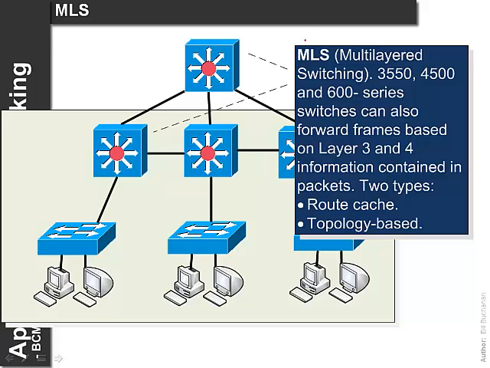A key concept that we have is multilayer switching. These devices work at layer 2 and layer 3. A typical entry-level MLS is the 3550 switch. A higher level one is the 4500, and a core level switch is the 6000 series switch. And these can work at layer 2, layer 3, and even go up to layer 4. The basic types that we have are either route cache or topology-based.